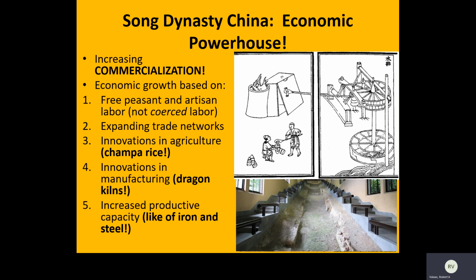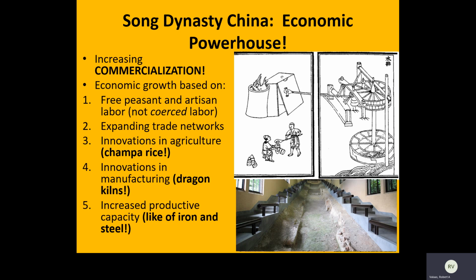The innovations in agriculture, for example, the introduction and propagation of champa rice from Southeast Asia, helped boost China's food supply, thereby boosting the overall economy, ensuring that fewer people actually have to be involved in food production, more can produce other goods, whether it's porcelains or silks.